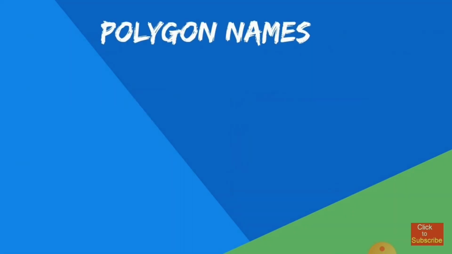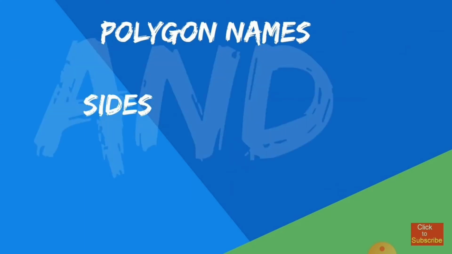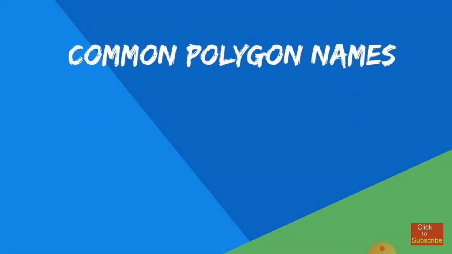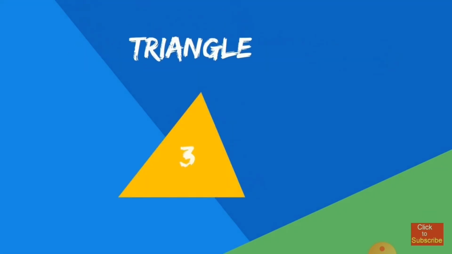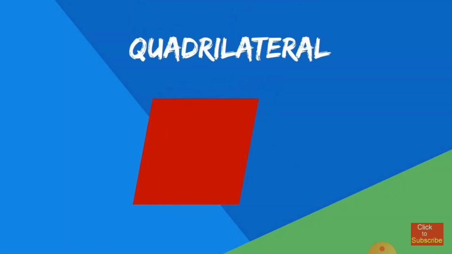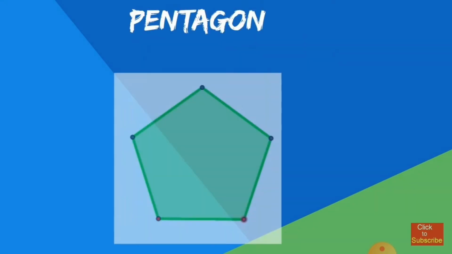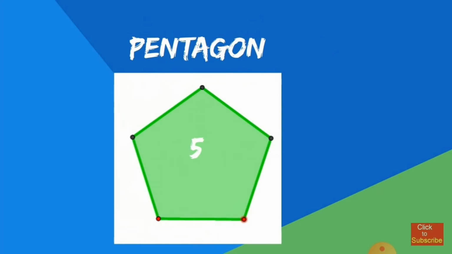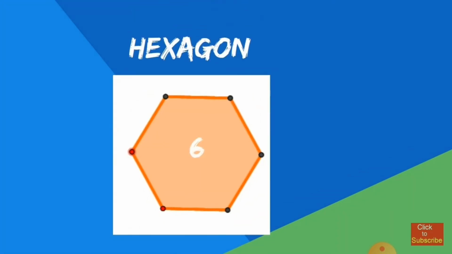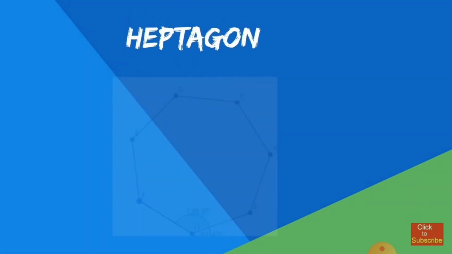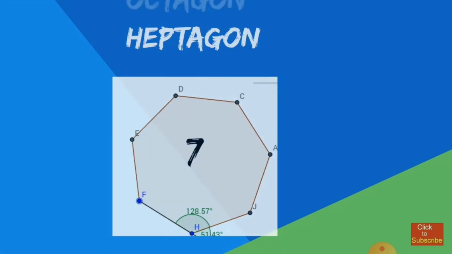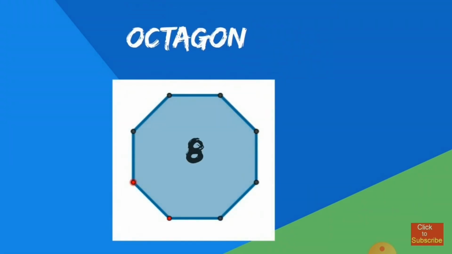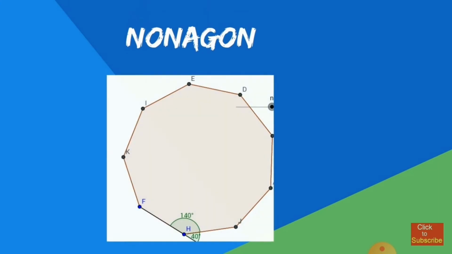Let's talk about polygon names. They are named after their sides and angles. Here are the common polygon names. First, we have triangle, which has 3 sides and 3 angles. Quadrilateral, 4 sides and 4 angles. Pentagon, 5 sides and angles. Hexagon, 6 sides and 6 angles. Heptagon, 7 sides and angles. Octagon, 8 sides and 8 angles.